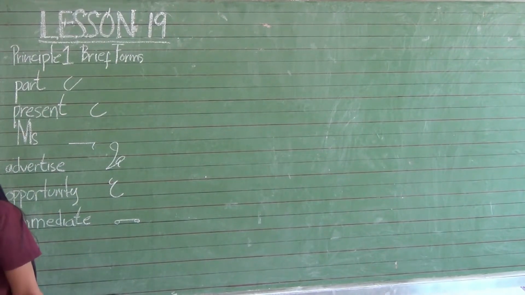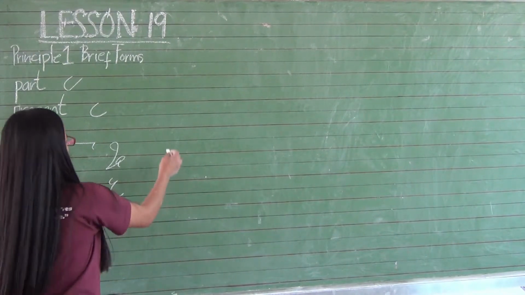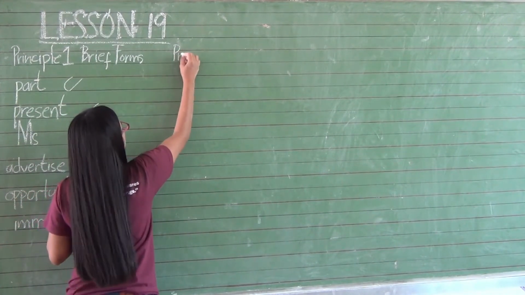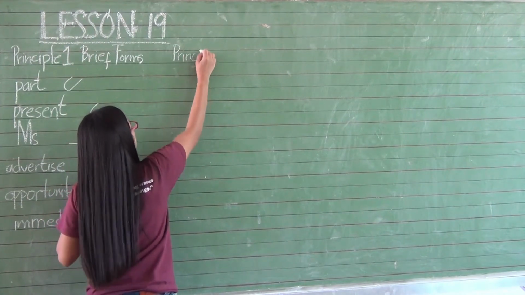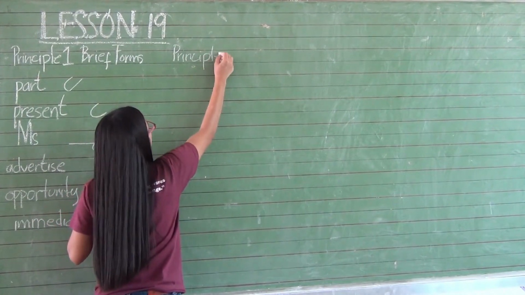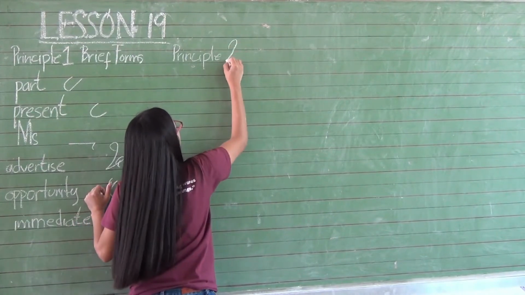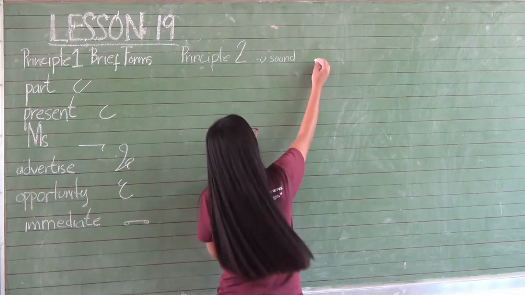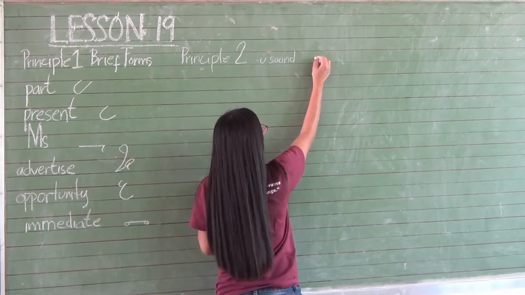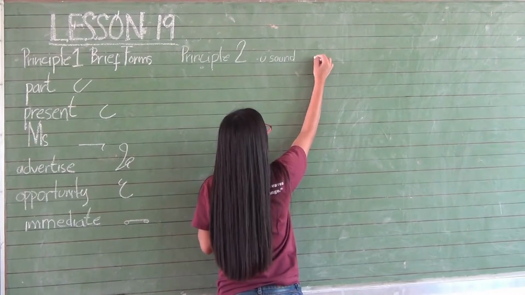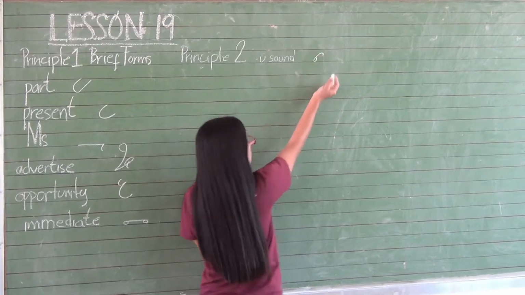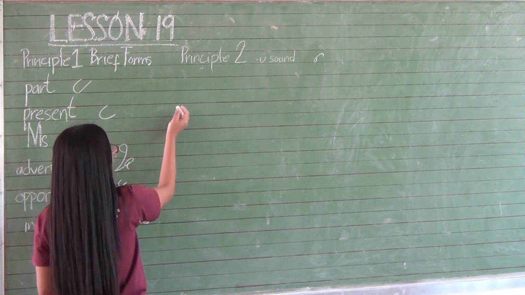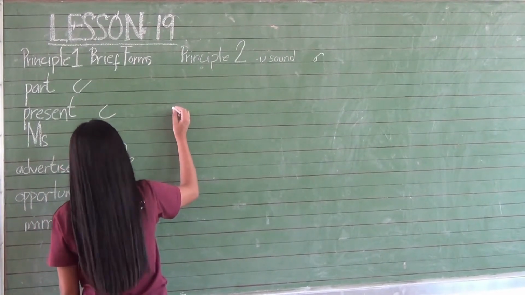Next, we have principle number 2, the U sound. It is represented by E stroke and OO hook. Example, use.